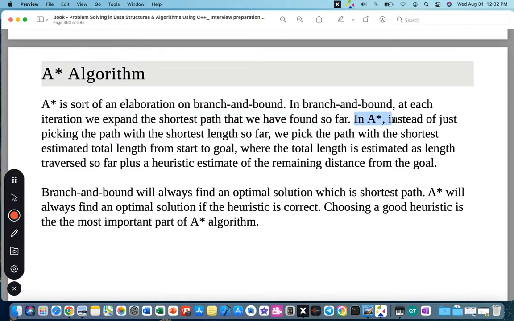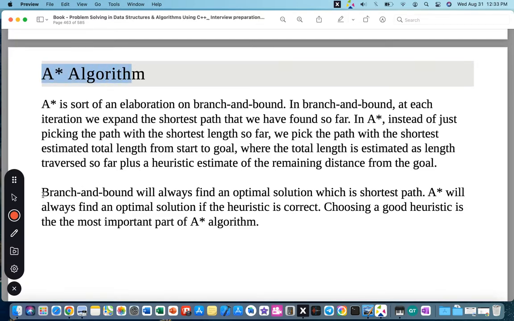In A-star, instead of just picking the path with the shortest length so far, we pick the path with the shortest estimated total length from start to goal, where the total length is estimated as the length of the traversal so far plus a heuristic estimation of the remaining distance to the goal. So it's an elaboration on branch and bound, the A-star.